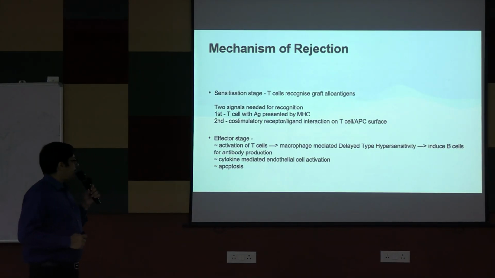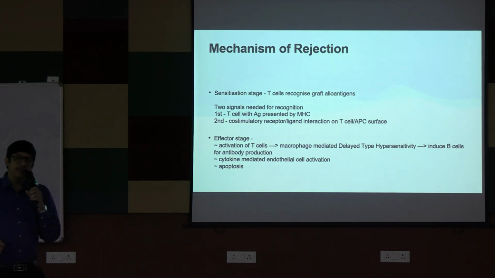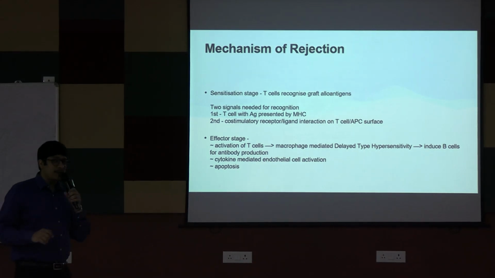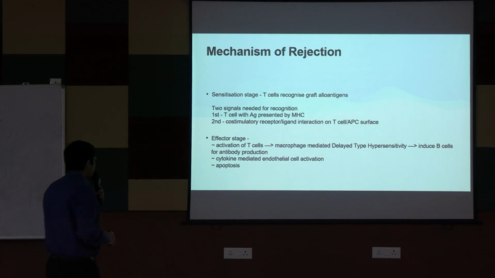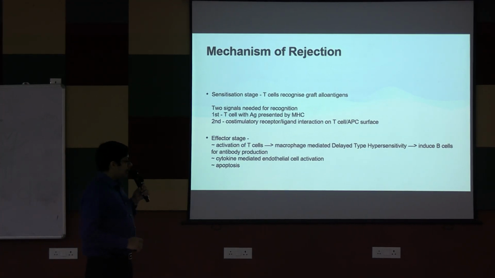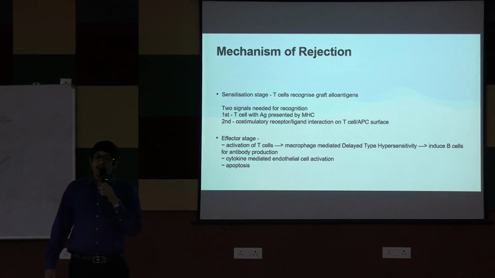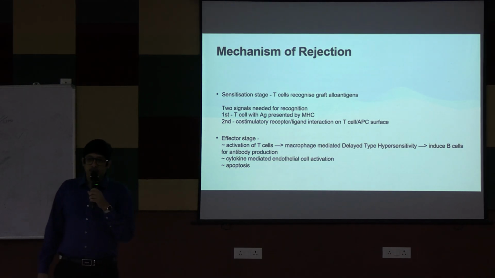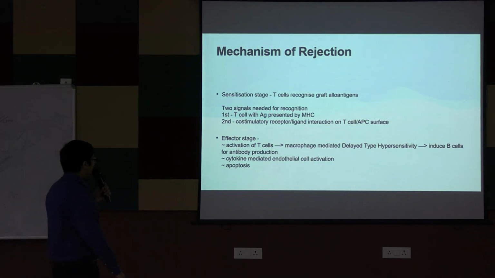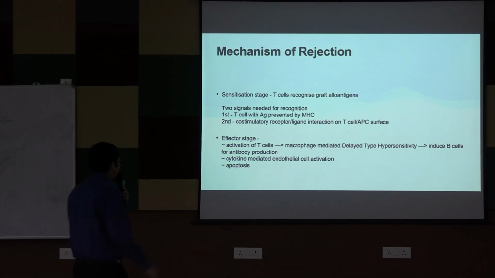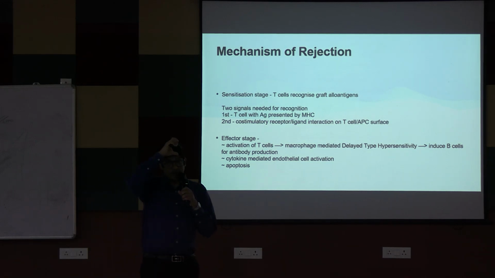The macrophage mediated delayed hypersensitivity type of reaction ensues, which does a lot of things. One is it induces the B cells for antibody production. It releases a lot of cytokines and interleukins, the names of which you are supposed to know. Every step you're supposed to know. And these cytokines induce endothelial cell activation, endothelial cell damage, and eventually apoptosis.